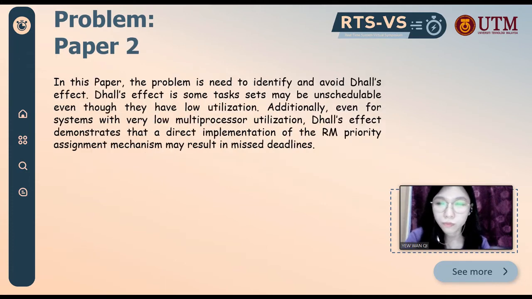Next, in paper 2, the problem is the need to identify and avoid the dhall effect. The dhall effect is that some tasks may be unschedulable even though they have the lowest utilization. Additionally, even for a system with low multiprocessor utilization, the dhall effect demonstrates that a direct implementation of the RM priority assignment may result in missed deadlines.